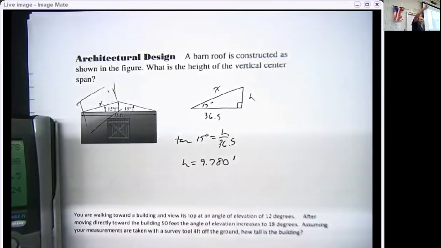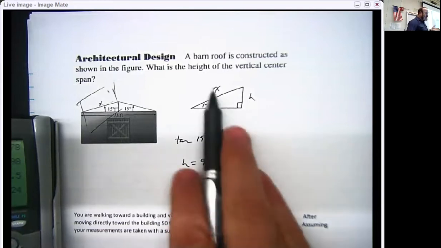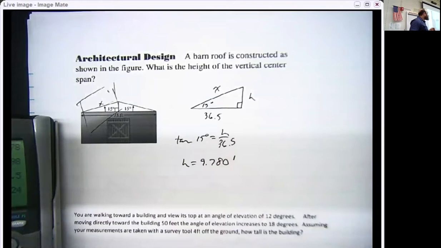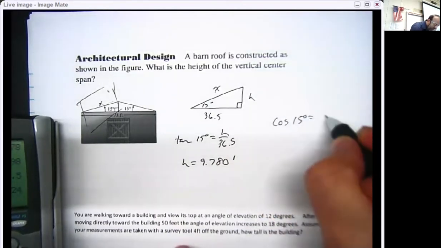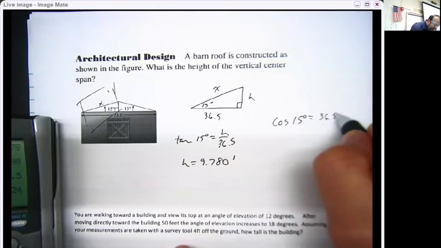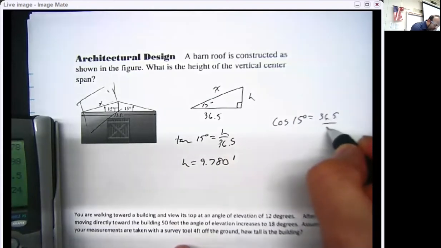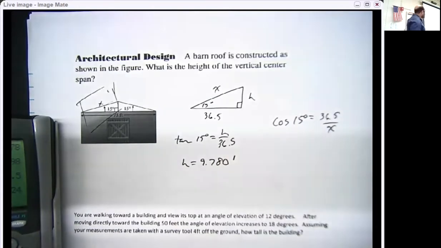Now, how could I go ahead then and find x, the actual length of that roof, which would tell me how much tin it would take to roof it, or maybe how much tar paper I need? What do I do to get x? Use the cosine. I like it. So if we did the cosine of 15 degrees, that would be the adjacent over the hypotenuse. And I do like that.